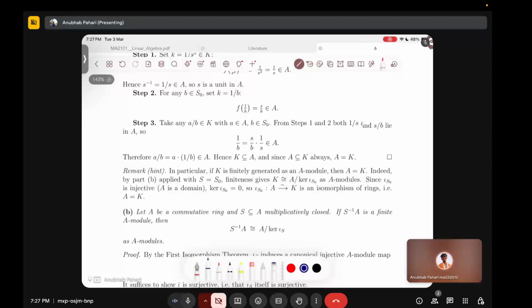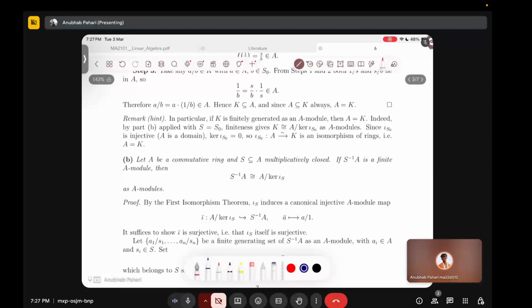Okay, so let us focus on problem B, that says that let A be a commutative ring and S be a multiplicatively closed set. If S inverse A is a finite A module, then S inverse A is isomorphic to A by kernel of i_S as A modules. So that means we have to show that the module map from A to S inverse A is surjective. By the first isomorphism theorem, there is a canonical injective A module map from A by kernel i_S to S inverse A. So therefore, we have to show that i bar is surjective, that is, i_S itself is surjective.